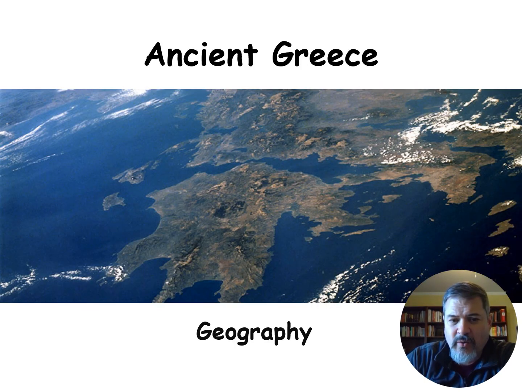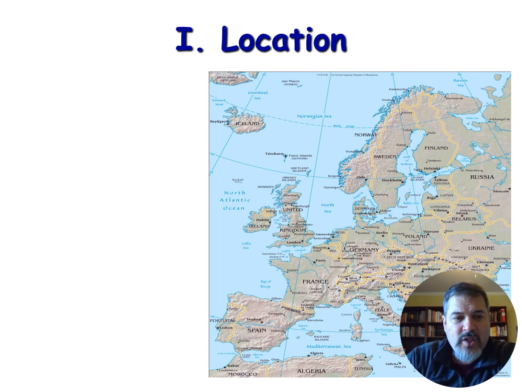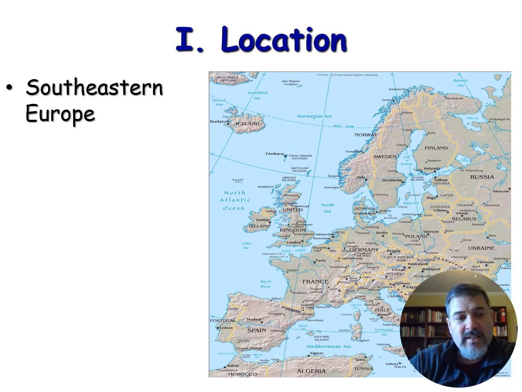Here's ancient Greece. So this is a satellite image. You can clearly see the Peloponnesian Peninsula and the Balkan Peninsula. Location. Greece is located in southeastern Europe. Tennessee is located in southeastern United States. If you take a big map of Europe, which is right here, of course my big head is blocking, but Greece is right here.